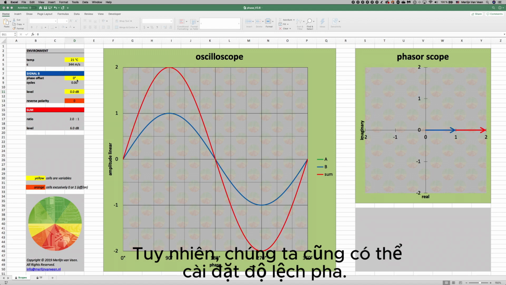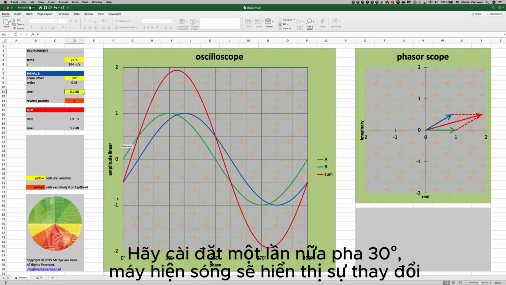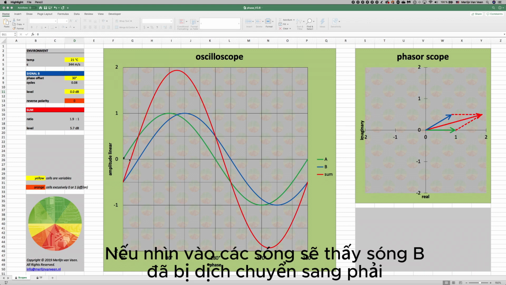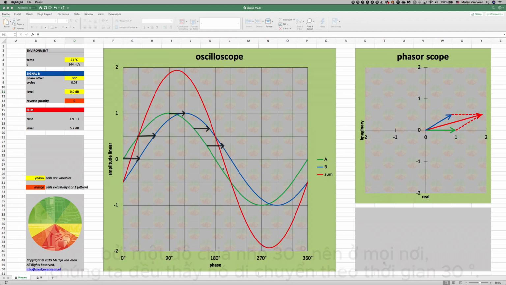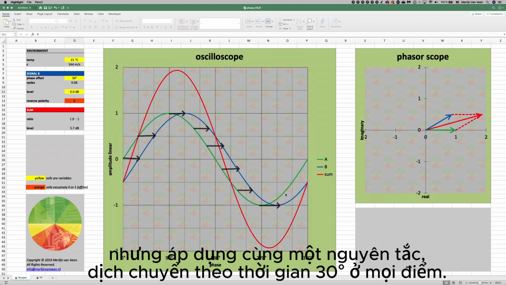However, we can introduce a phase offset, and let's do 30 degrees once more. On the oscilloscope, that will cause a shift, because our major divisions are 90-degree divisions, whereas our minor divisions are 30-degree divisions. So these are 30-degree divisions. If we look at our sine waves, we see that B has been shifted to the right by one minor division. Everywhere we look, it's moved over in time by 30 degrees, which is, of course, different amounts of time for different frequencies, but the same principle applies. Everywhere we see the same 30-degree shift.